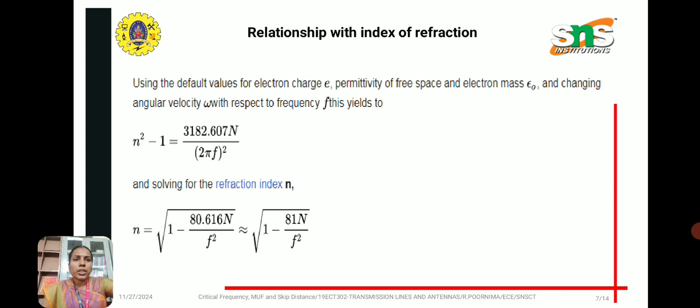And the relationship with the index of refraction. Using the values for electron charge, permittivity of free space and electron mass, and angular velocity with respect to f, the refractive index n is given by the square root of 1 minus 81 N divided by f squared. So it is related with critical frequency and index of refraction.